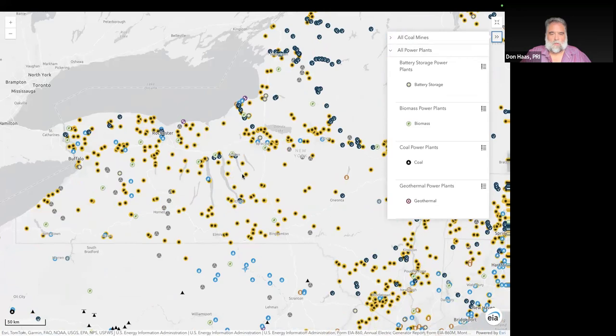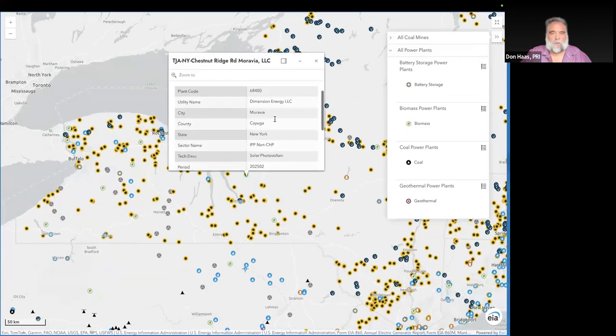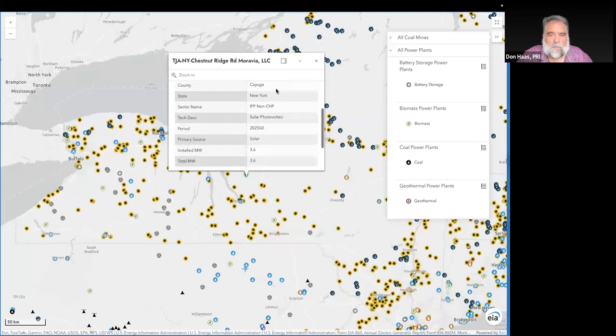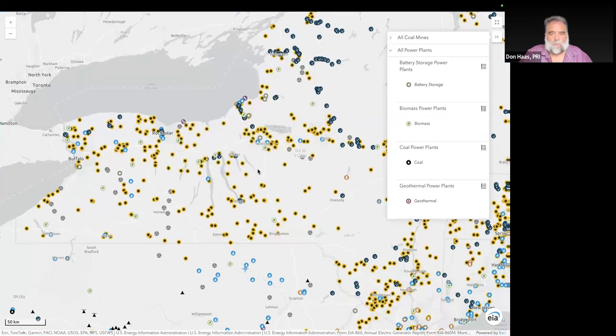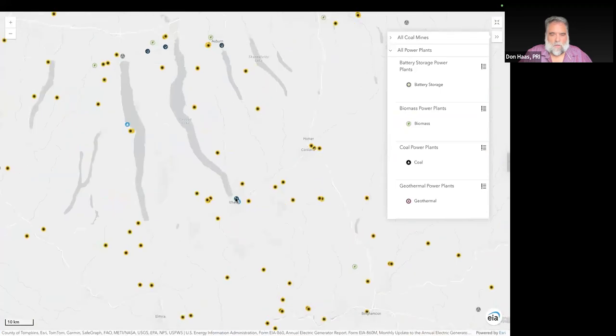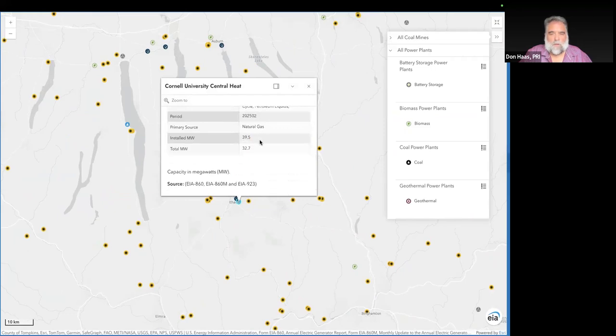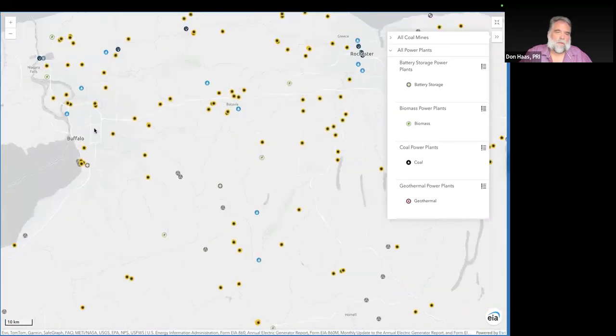You can see there's a huge number of solar farms in upstate New York, and you can click on any one of those and get some basic information about it. So I happened to click on something in Moravia, and it's a solar farm with 3.6 megawatt installed capacity. And you can go down to the combined heat and power plant at Cornell. You see that's a 30-some megawatt plant.